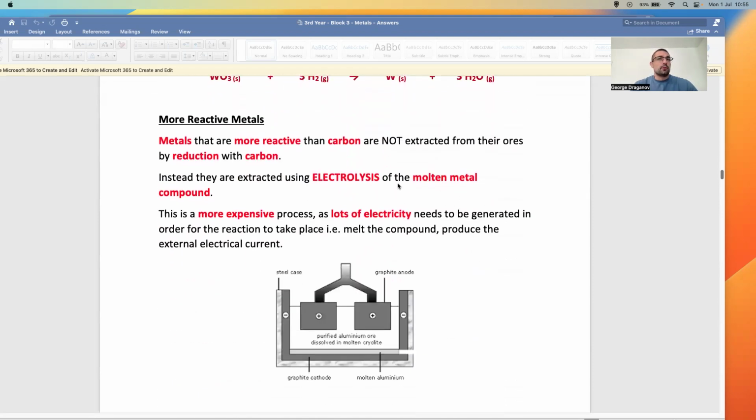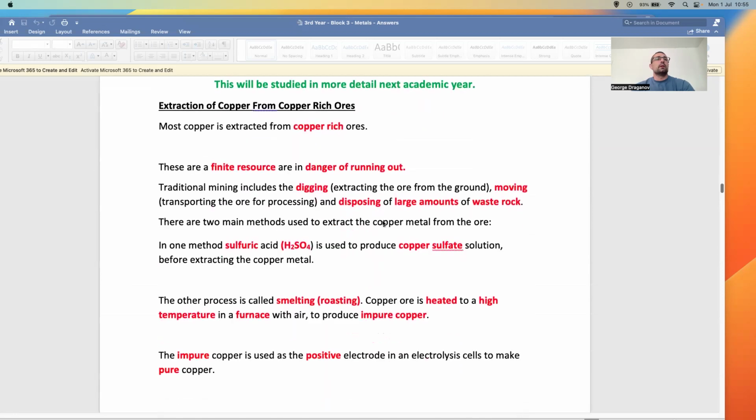Now, for the most reactive metals we use electrolysis, and we've done how to extract aluminium in the industrial electrolysis section. So now we look at copper-rich ores. How to extract copper? We have different methods depending on if we're using a copper-rich ore or a not copper-rich ore. A copper-rich ore is one which contains a high percentage of copper, and an ore is defined as a mineral or rock that contains the metal, in this case copper.